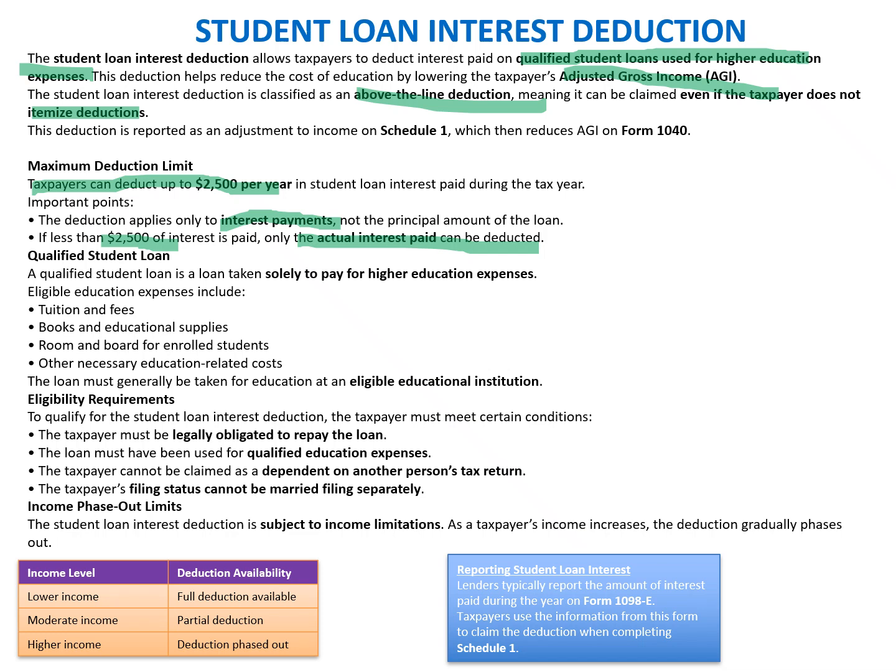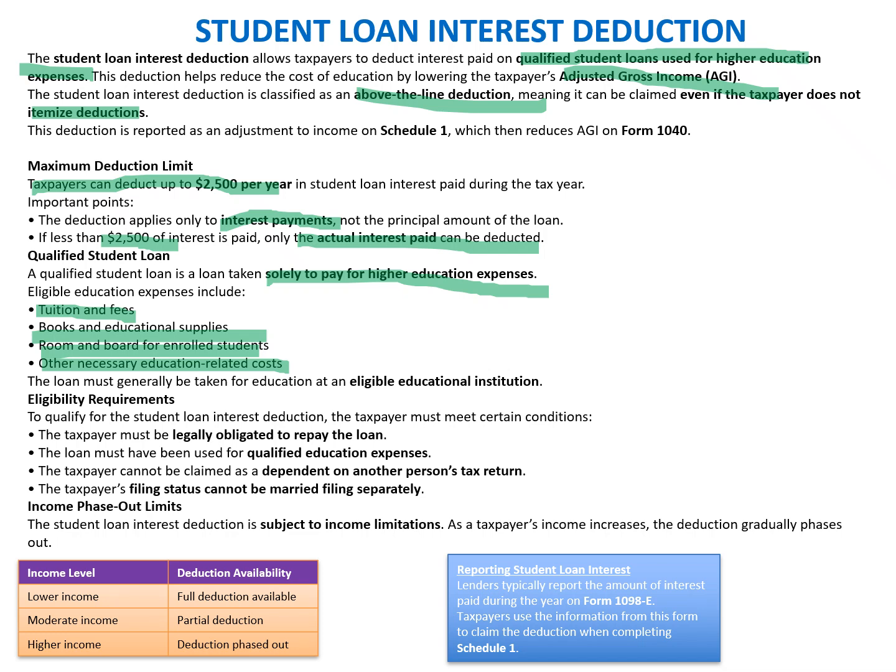So a qualified student loan is a loan taken solely to pay for higher education expenses. Eligible expenses are tuition and fees, books and education supplies, room and board for the enrolled student, and other necessary expenses required to make sure the student is able to manage this education. The loan must generally be taken for education at an eligible educational institution.